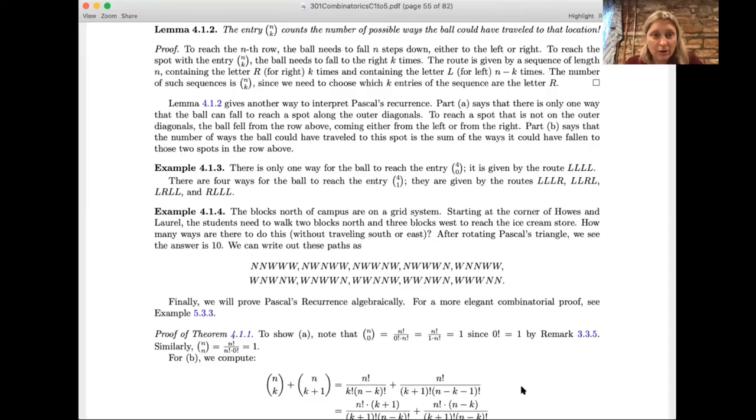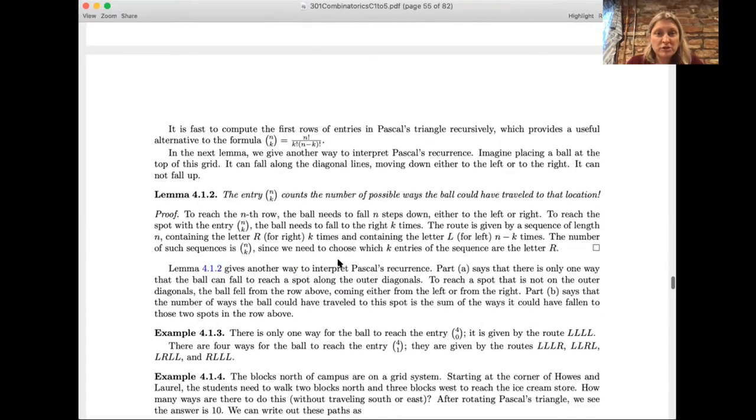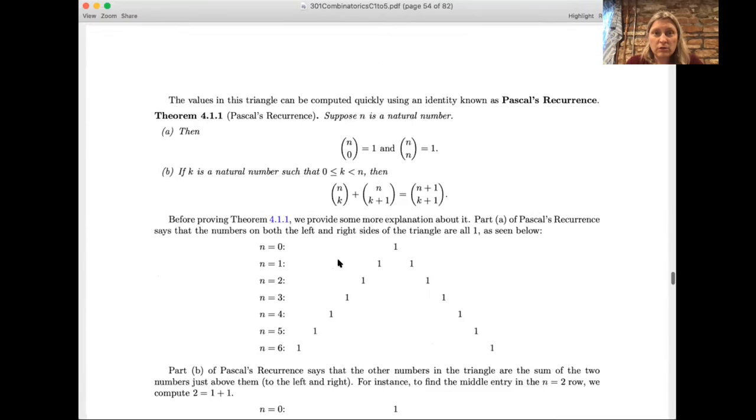Hi, everyone. Welcome back to Math 301, Introduction to Combinatorial Theory. And today we're talking about sections 4.1, 4.3, 4.4, Pascal's triangle. So Pascal's triangle, Pascal was a French mathematician from the 1600s.